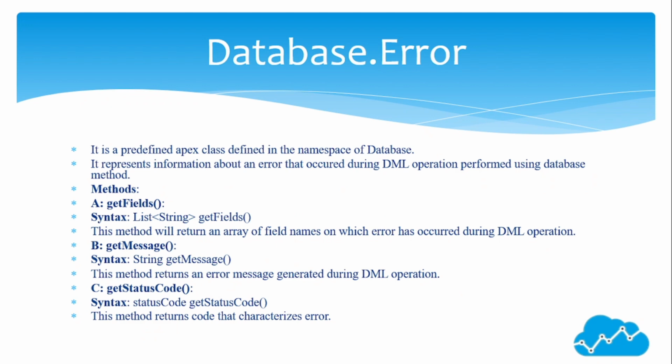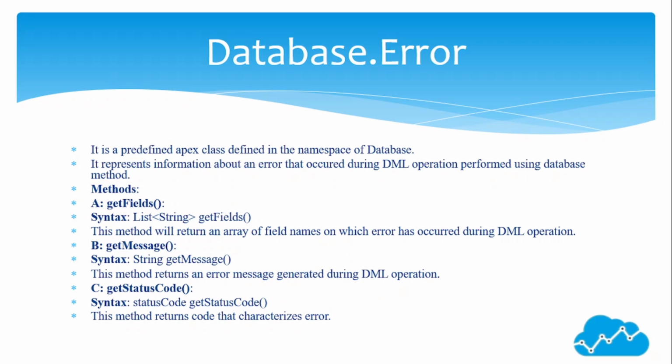Database.Error. It is a predefined Apex class defined in the namespace of Database. It represents information about an error that occurred during a DML operation performed using a database method. getFields method. Syntax: List<String> getFields. This method will return an array of field names on which an error has occurred during the DML operation. getMessage method. Syntax: String getMessage. This method returns an error message generated during the DML operation.